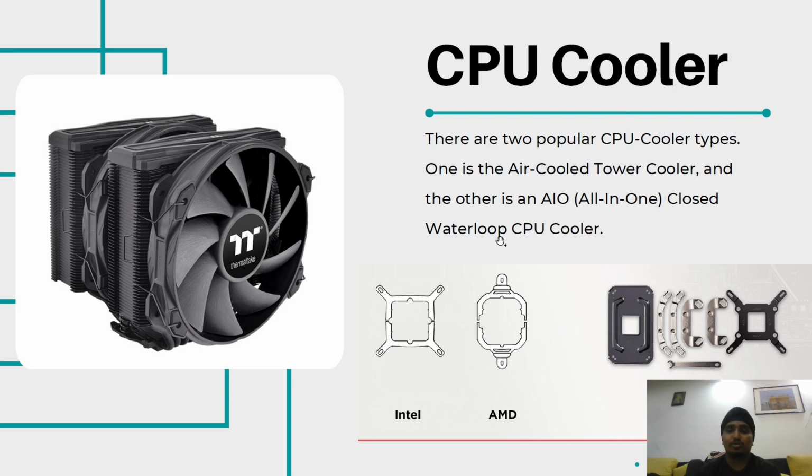There are two ways for the CPU cooler to work. One is using air, one is using liquid cooling. Besides that, for each CPU there are different types of installation ways. Intel uses this way and AMD is this.